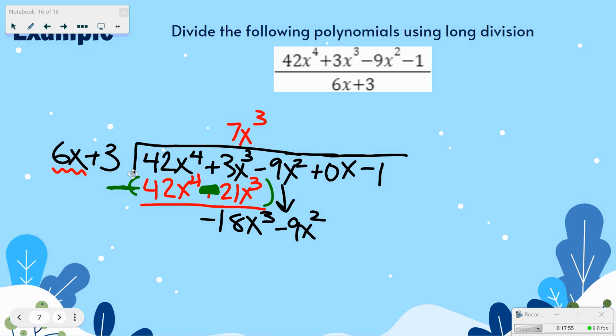Now, we are back to repeating that process again. So we are thinking, what times 6x can get us minus 18x cubed? Great job. And I'm going to take that minus 3x squared and multiply it to both of these. So now I'll have minus 18x cubed and now minus 9x squared. And what are we doing next? Well, what do I have to do with these? I have to subtract. That's a great point.